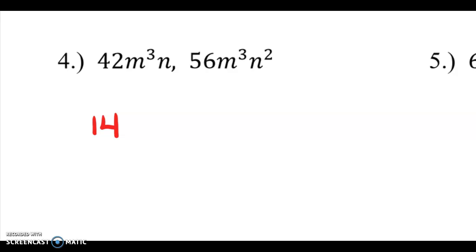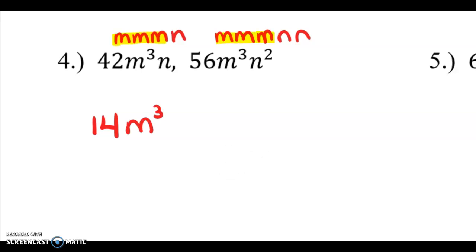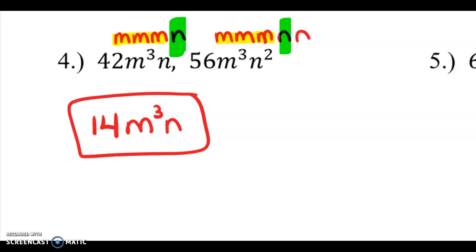Now let's look at the variables. So this one has 3 m's and an n. This has 3 m's and 2 n's. So the most they have in common are these 3 m's. So m cubed, excuse me, is in our GCF. And then they have 1 n in common, not 2 of them, just one of them in common. So you put an n there on the ends.